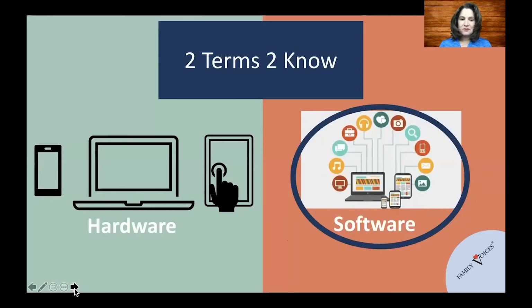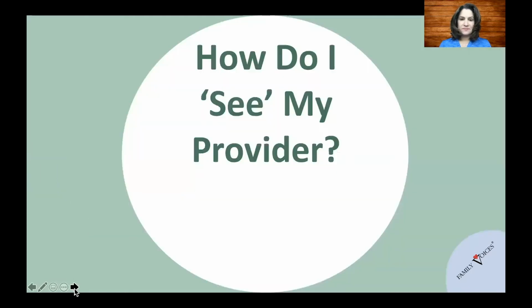In our last webinar, we reviewed some terms called hardware and software. We focused mostly on the hardware piece of it and devices in the last webinar, but today we are going to be focusing on software. Software is something that you can't necessarily see or put your hands on, but it is the instructions to help a device, a computer, a tablet, a phone, run a program. Some of these softwares can be referred to as programs, apps, applications, and so on. So how do I see my provider?